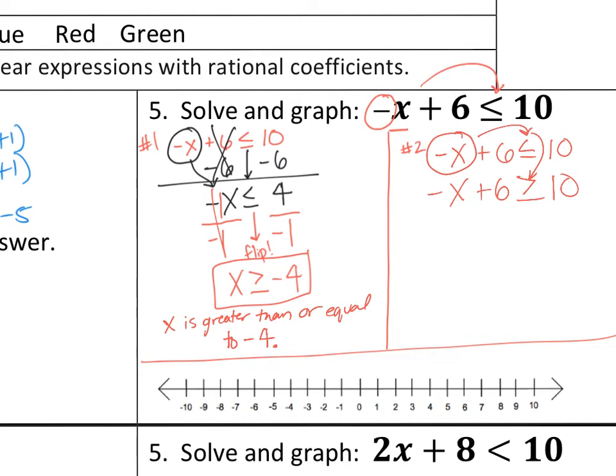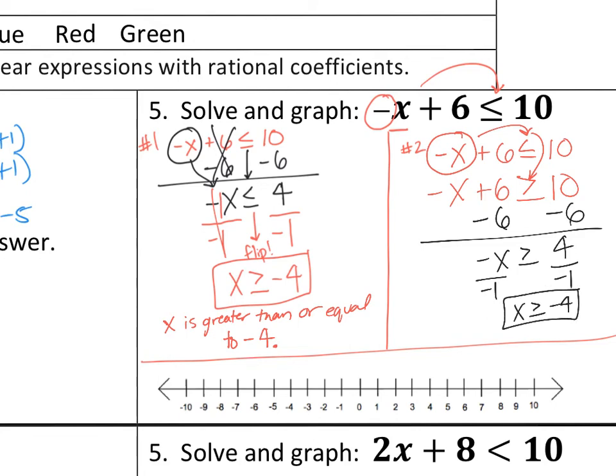All right, now just solve. Minus 6, minus 6. Now you're left with negative x is greater than or equal to 4, divided by negative 1. And then you end up getting x is greater than or equal to negative 4. Same thing. It's just a different process.